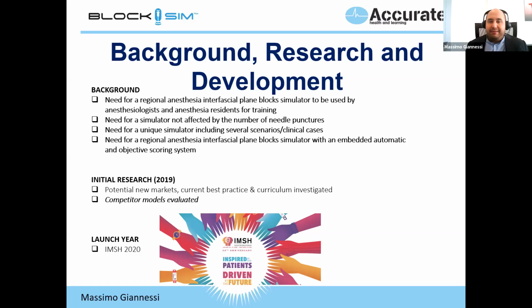Also, we needed something unique, an interfascial plane block simulator including several scenarios. We didn't want to rely on only one scenario, one body shape, and be stuck with it. And then we wanted to give the user something able to collect data, and maybe analyze the data in the future regarding the procedure done by the student.